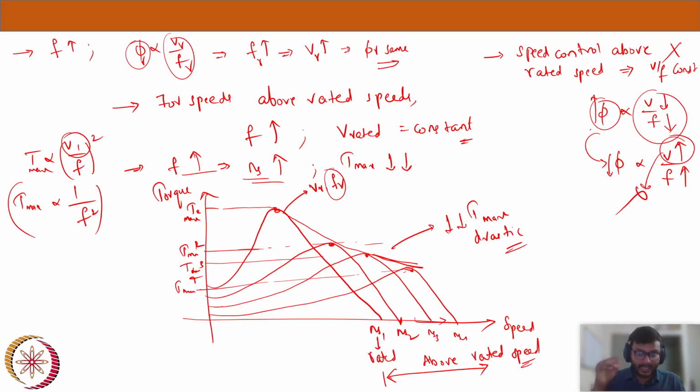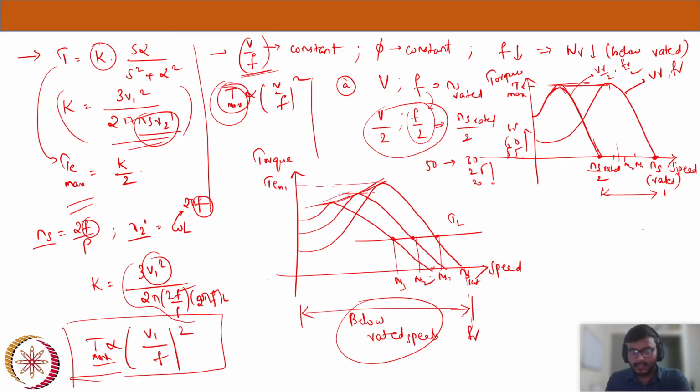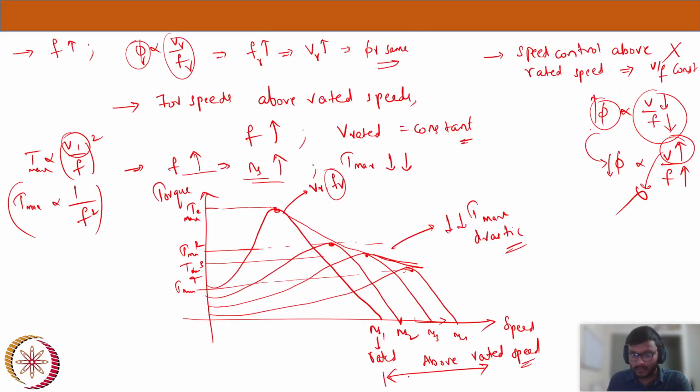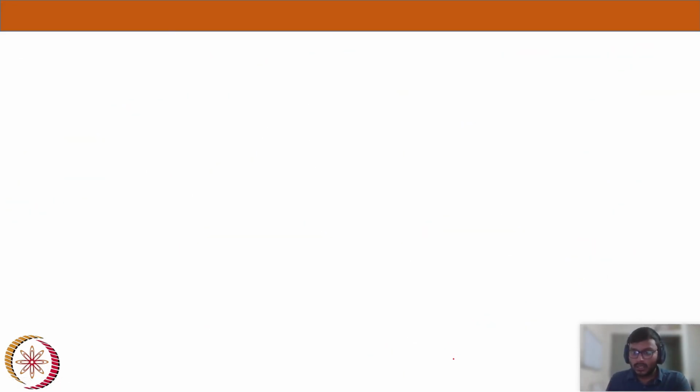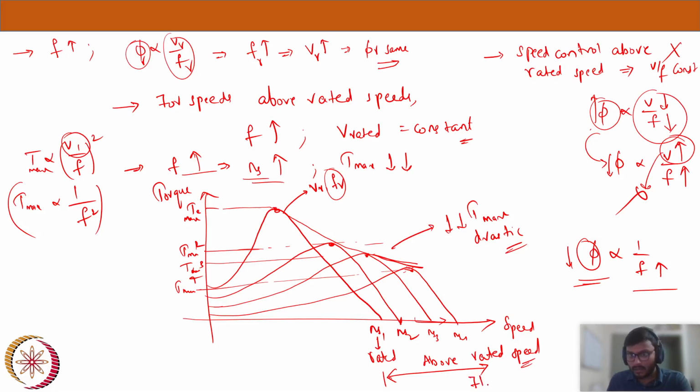In the induction machine case as well, for the below rated speeds, in this condition, what is my flux? It's constant because V by F is constant. But in this condition, the speed control above rated speeds, my flux is not constant because I'm increasing the frequency. My flux is going down. It's indirectly a flux control only. So even for the induction machine, my speed control above rated speed, you can also call it flux control.